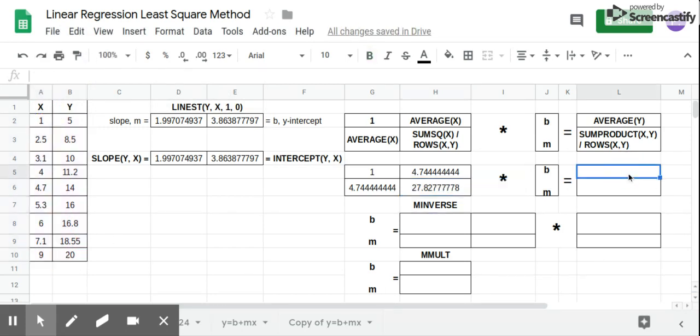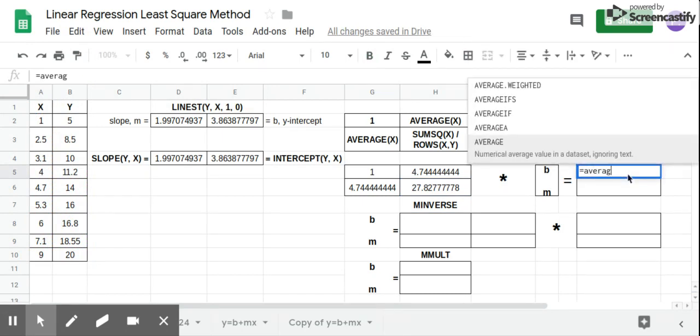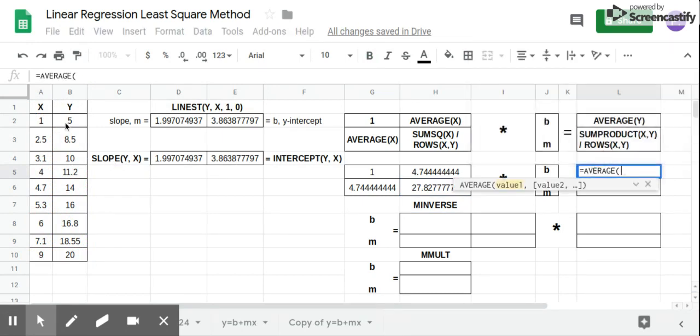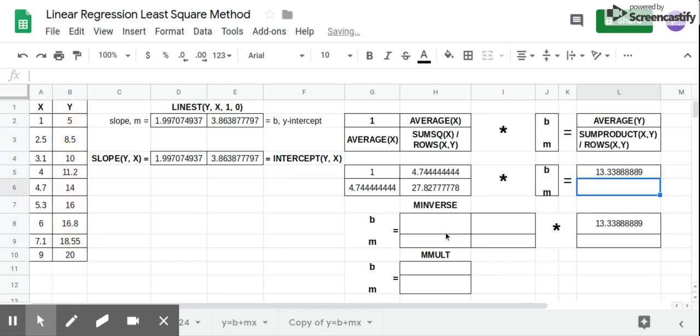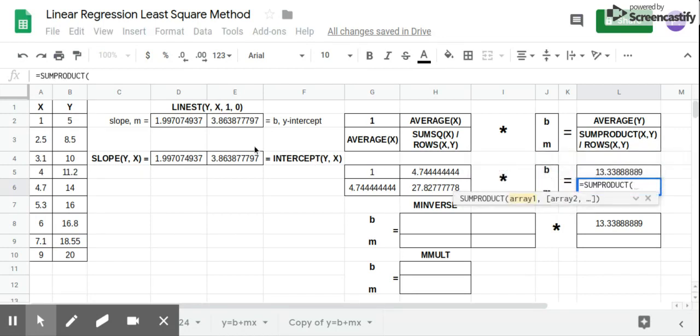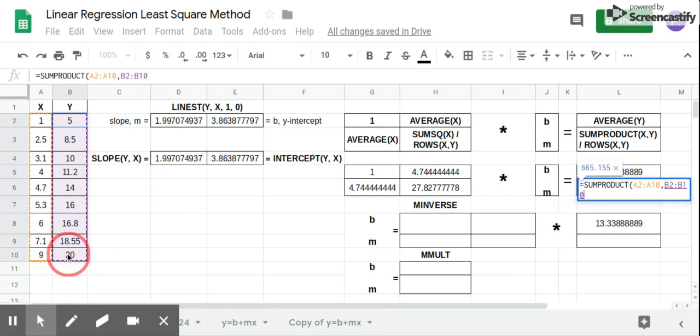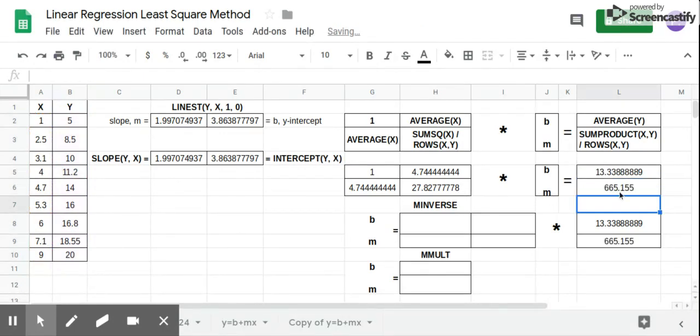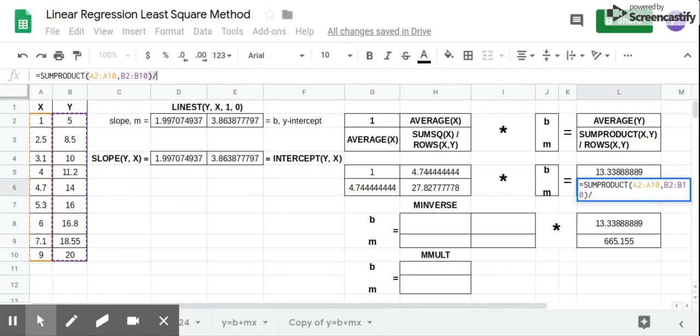In this area, we have average of y, and this will be sum product of x and y, divided by the number of rows of this range.